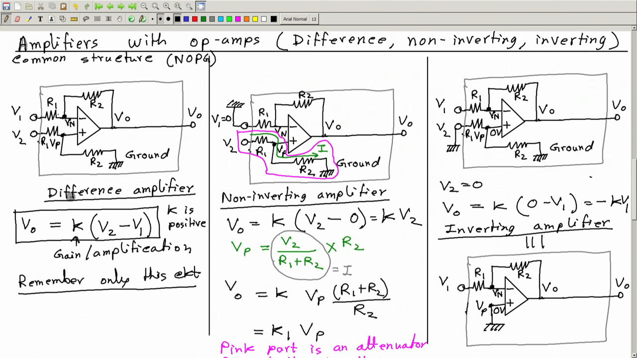And in the next class we have seen three circuits, three amplifier circuits made up with op amps, namely difference amplifier, non-inverting amplifier and inverting amplifier. Once again we said just remember one circuit and from that you can derive the other two.